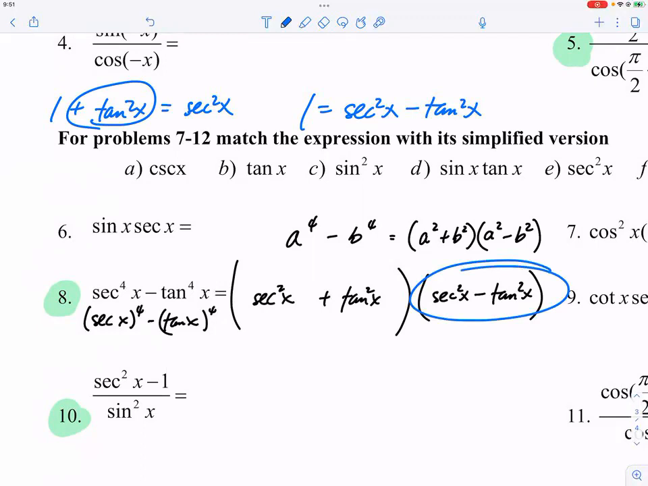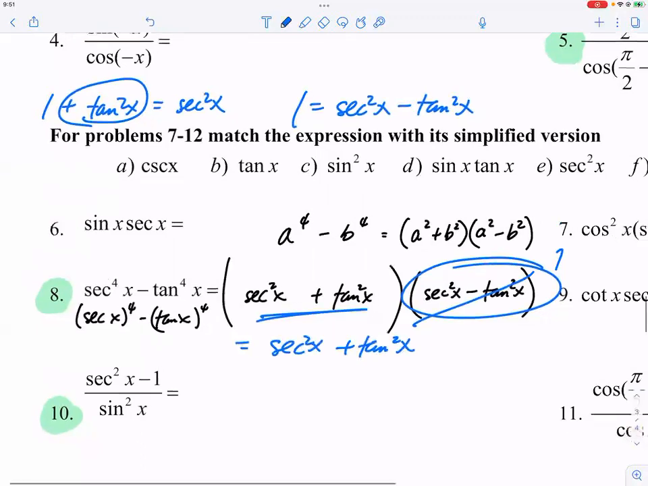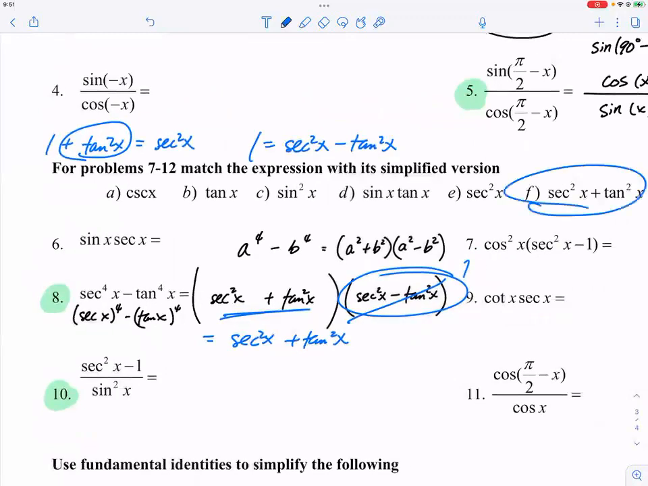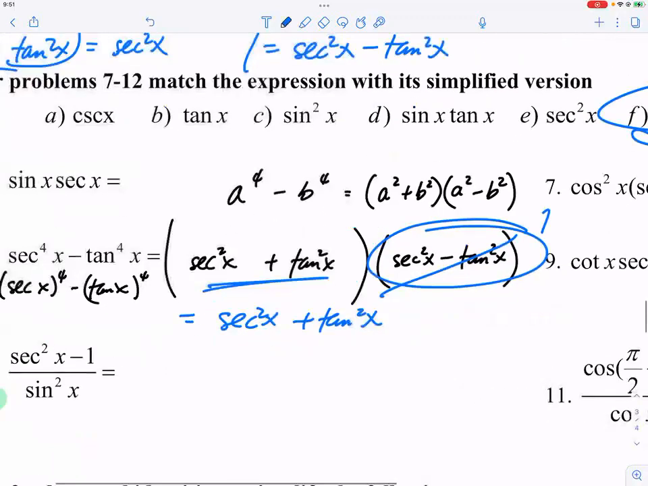This is your answer. So that just becomes 1. So your answer is secant squared x plus tangent squared x. And well, I think that's our answer. Choice F. Can't do anything more about this.